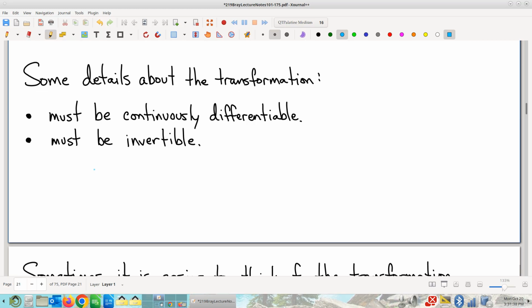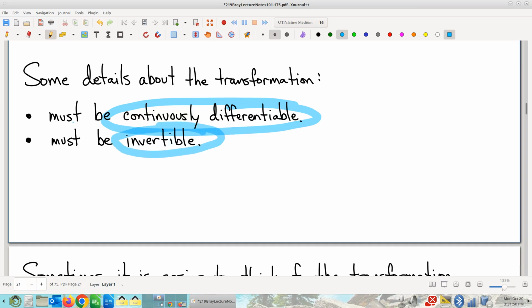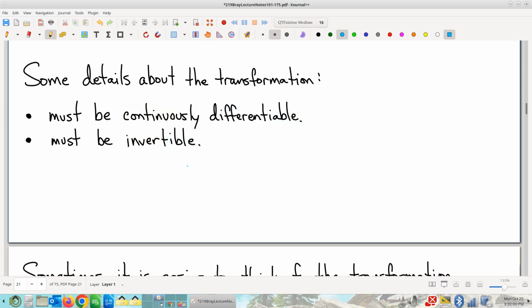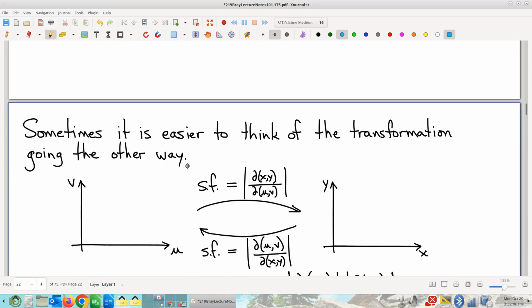Okay, a couple of quickies, just for regularity reasons. This is math major stuff that we don't need to worry about. We do need the change of variables function to be continuously differentiable and invertible. If it's not invertible, then you have to worry about double counting, and we want to make sure we don't do that. Good news, that's rarely going to be an issue. It's something that's going to be pretty straightforward, so nothing to worry about.